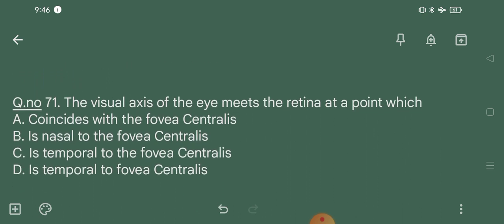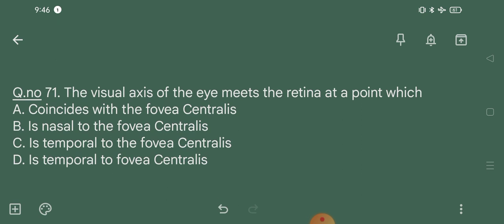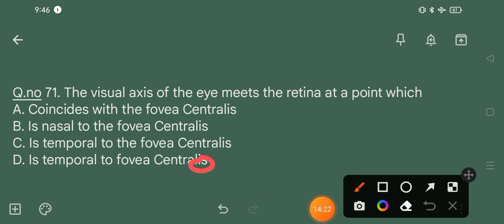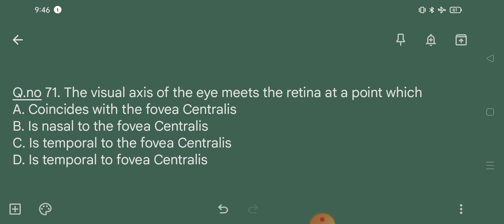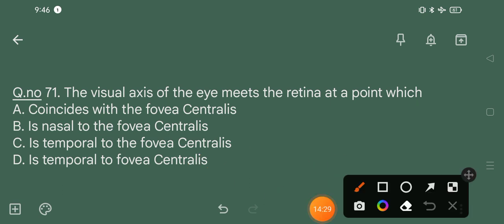Question number 71. The visual axis of the eye meets the retina at the point which option A, coincides with fovea centralis, option B, is nasal to the fovea centralis, option C, is temporal to the fovea centralis, option D, is temporal to the optic disc. Sorry, यहाँ पे it is temporal to the optic disc. So the correct option is option A, that is coincides with the fovea centralis.